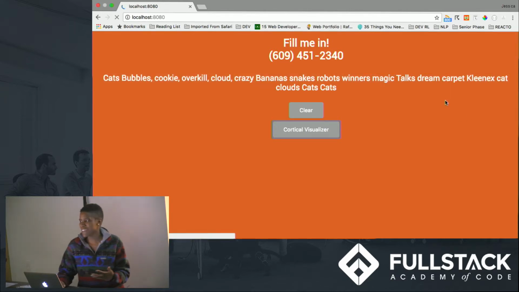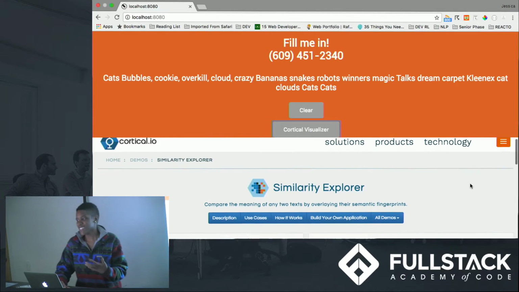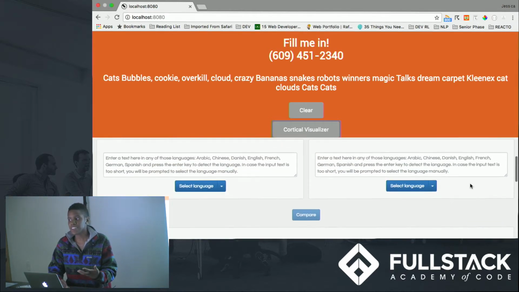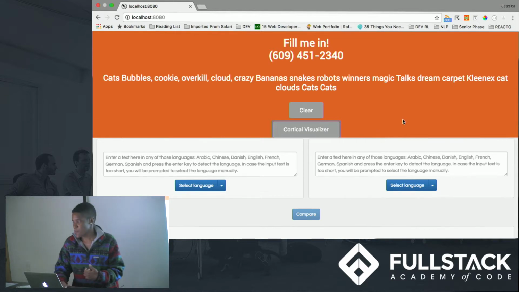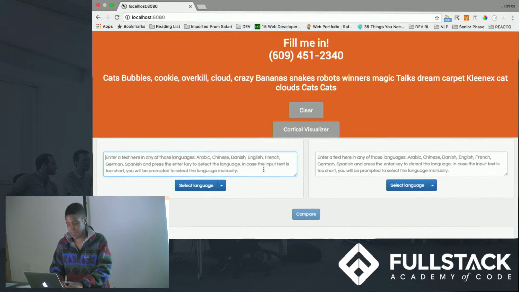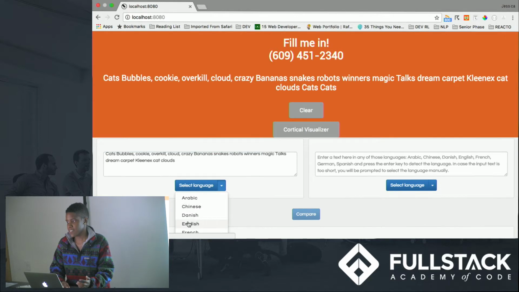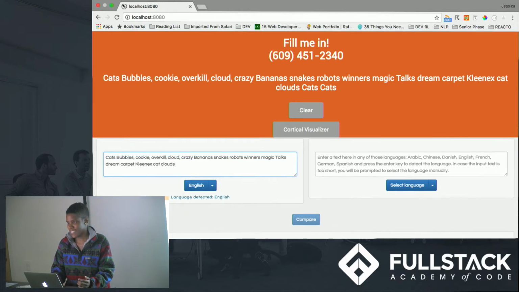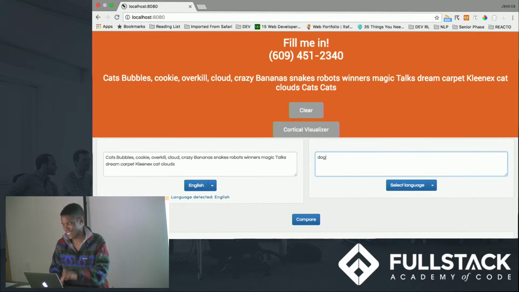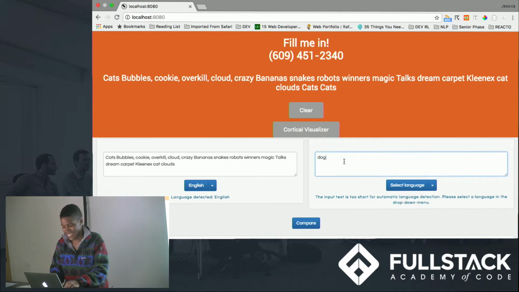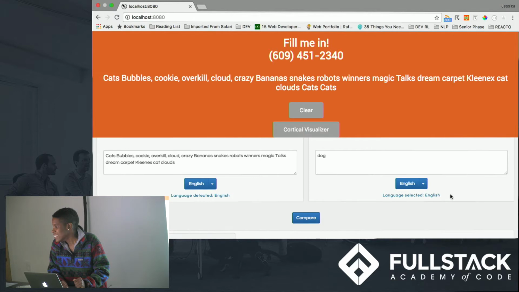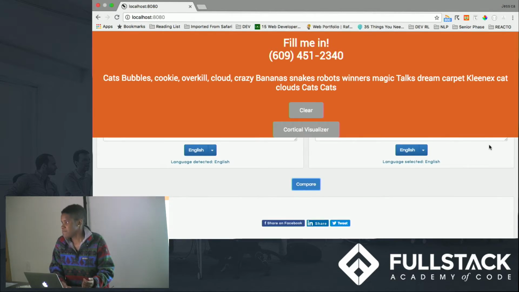So I want to hop over to the Cortical Similarity Explorer that they make available on their website. And I am going to go ahead and compare our string of text to, let's see, the word dog, for example. You know what? Let's do, yeah, dog should be fine. Okay. And let's see what we get.